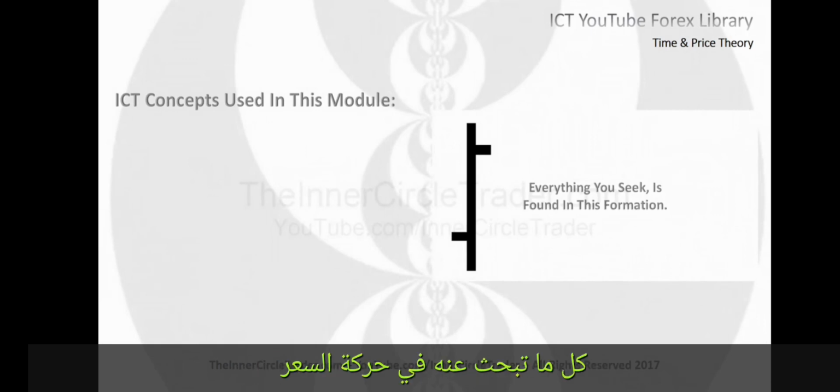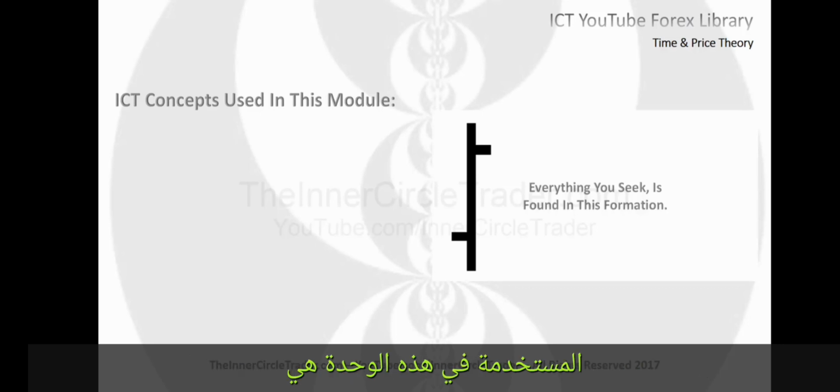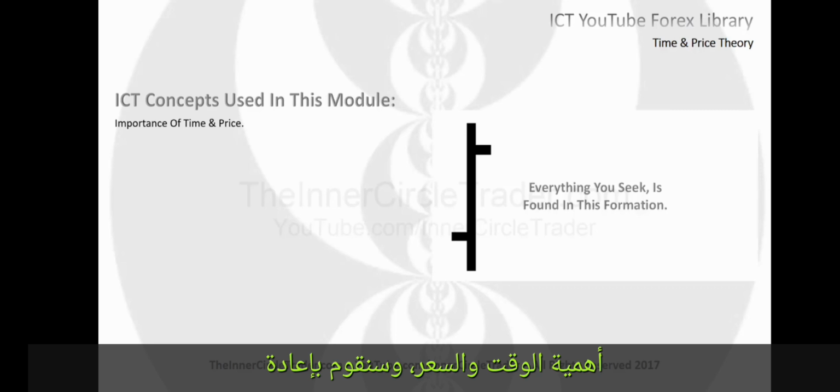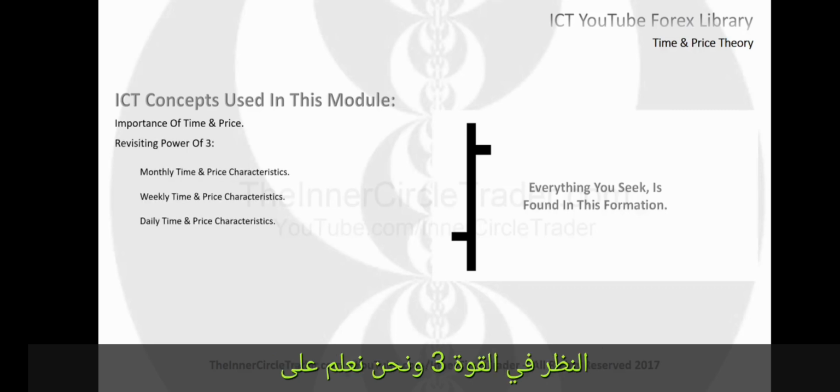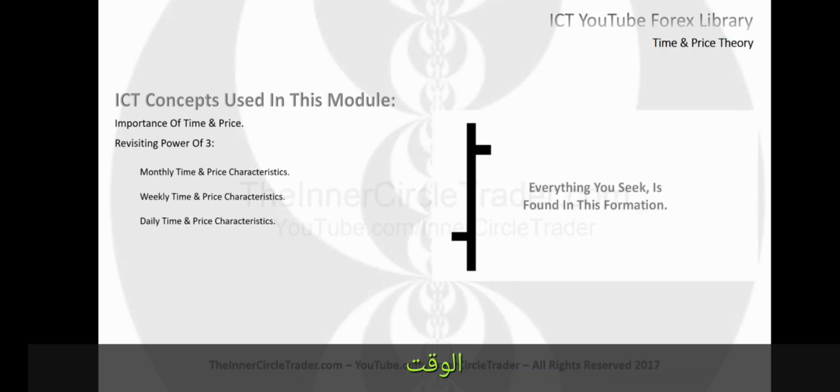Okay, folks, everything you seek in price action is found in this formation: the open, the high, the low, and the close. The ICT concepts used in this module will be the importance of time and price. We're going to be revisiting the power of 3, and we're going to be specifically teaching monthly time and price characteristics, weekly time and price characteristics, and finally, daily time and price characteristics.